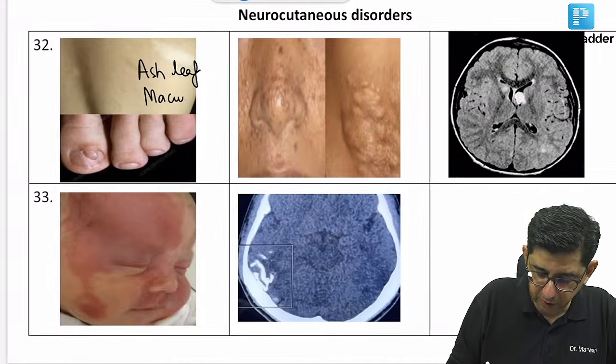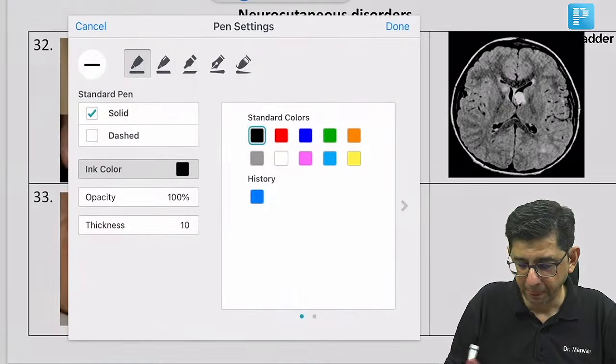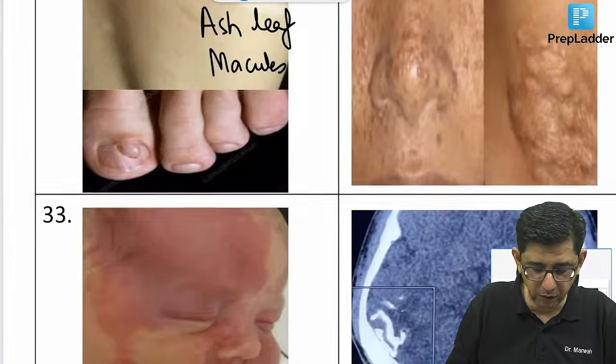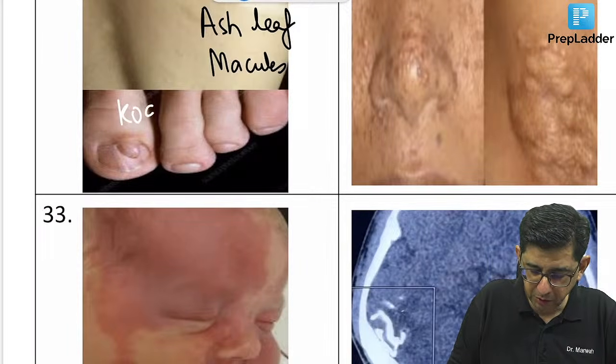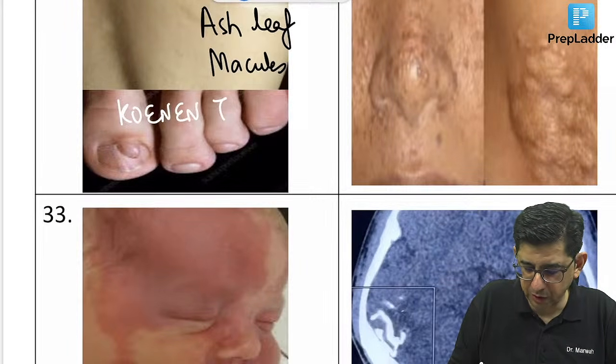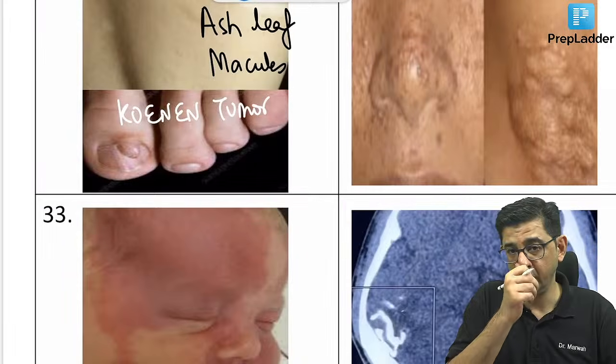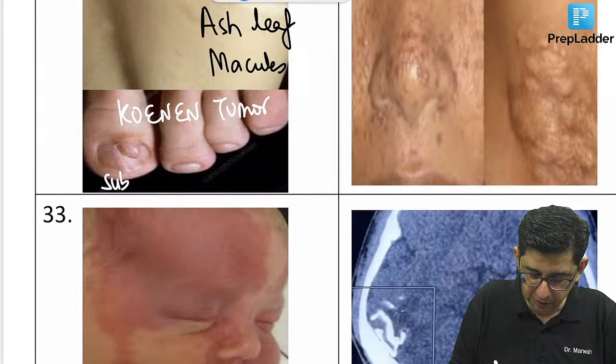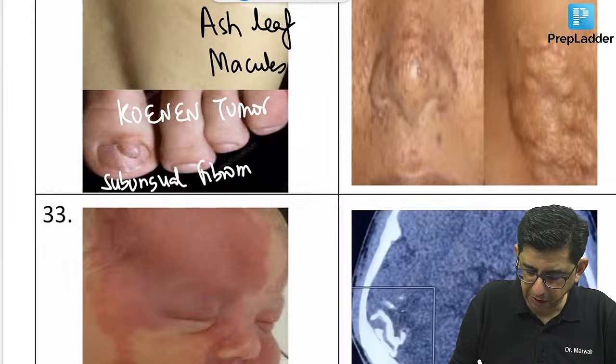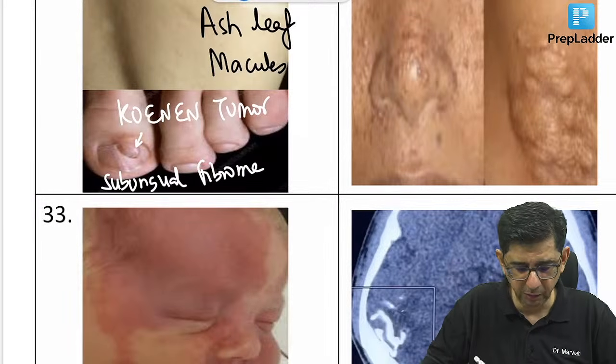Along with ash leaf macules, you can also see this tumor, which is originating from below the nails of the patient. This tumor is called Koenen's tumor, or instead of calling it Koenen's tumor, it may also be written as subungual fibroma. This would be a tumor that starts from below the nails, as you can see here, a subungual fibroma.